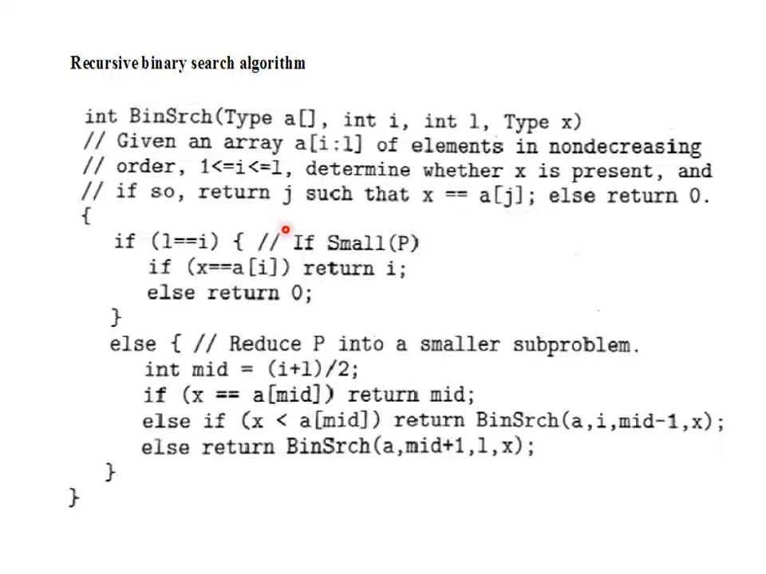If the list contains only one number, then we need only one comparison. We want to check whether x is equal to a of i, or x is equal to a of l, because i and l are the same. So x is equal to a of i, where x is the item we want to search for in the list.